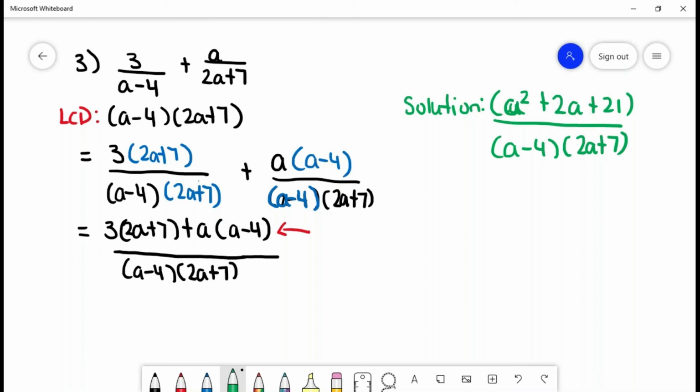And finally, this is our solution, and I'm also going to provide you with the restrictions. The restrictions are that a is not equal to 4 and negative 7 over 2. Using this solution and these restrictions, you can try this one on your own, and see if your solution matches the solution I provided. And with this, we are going to come to an end of today's session.